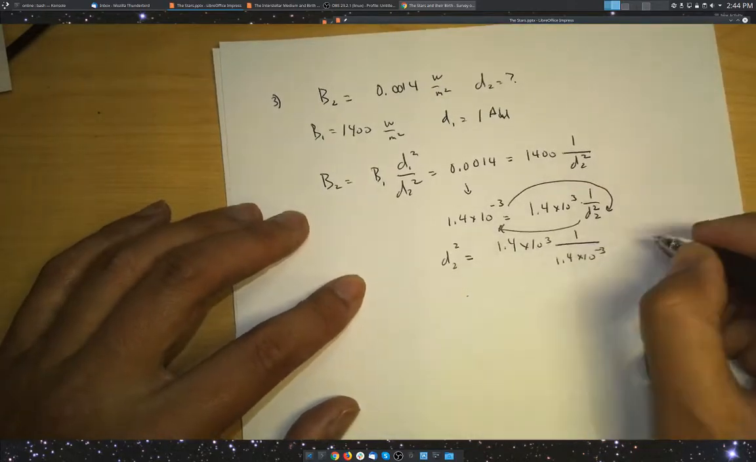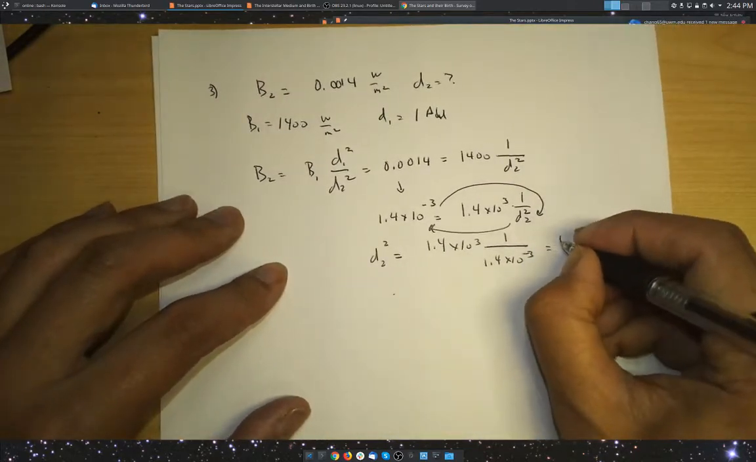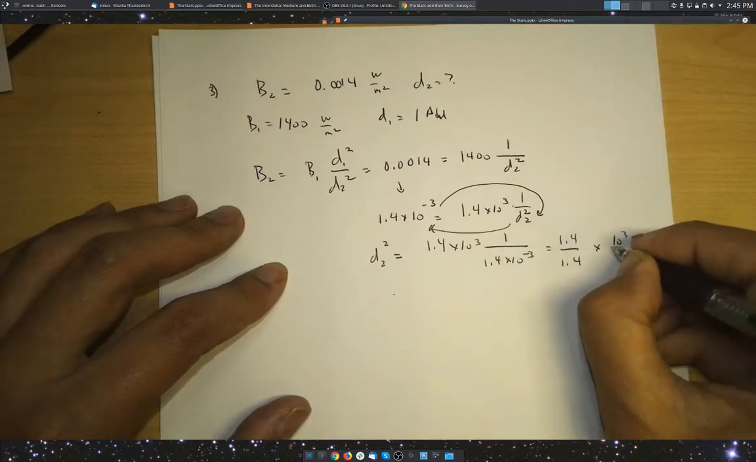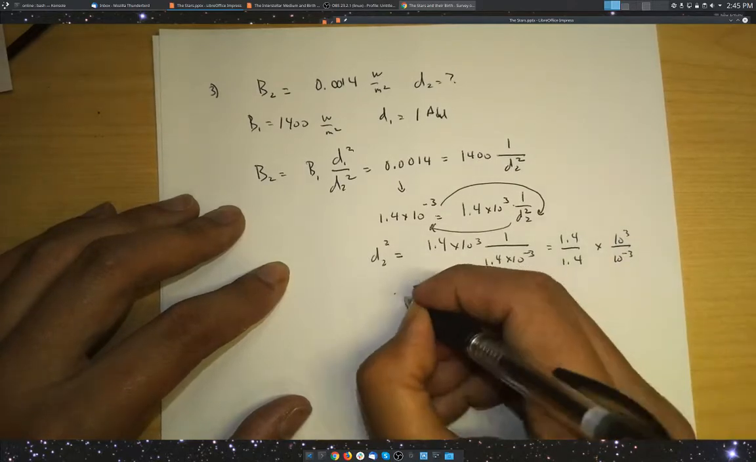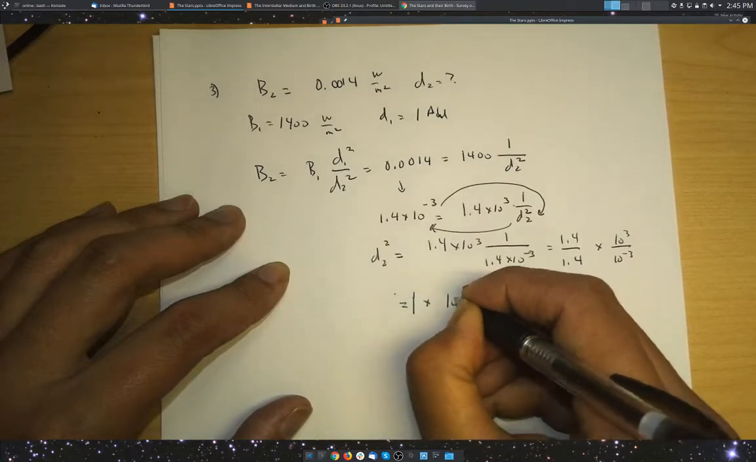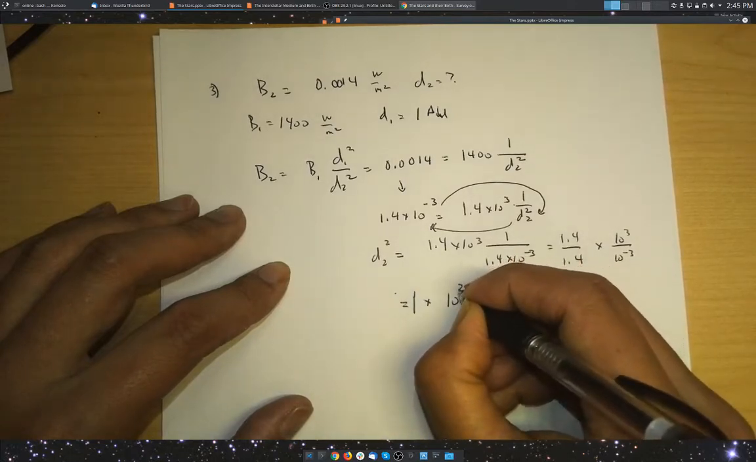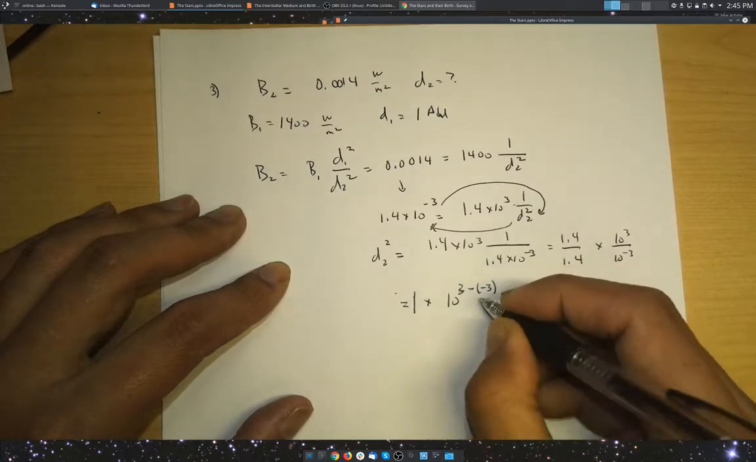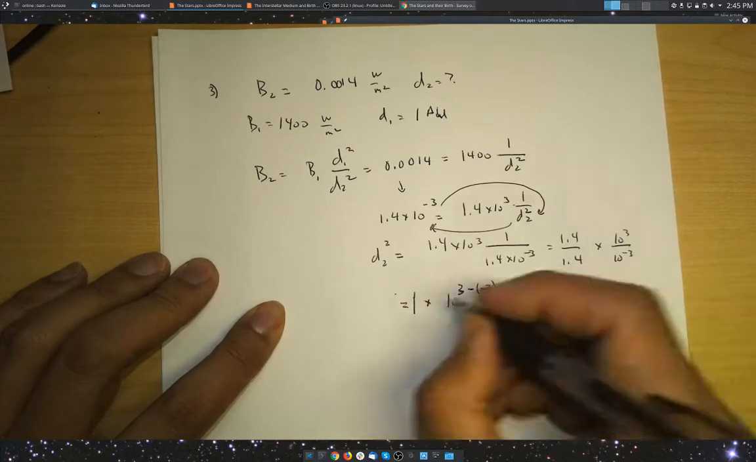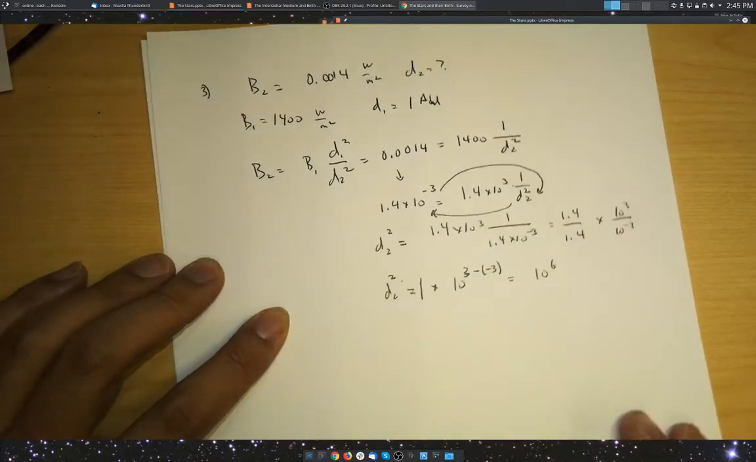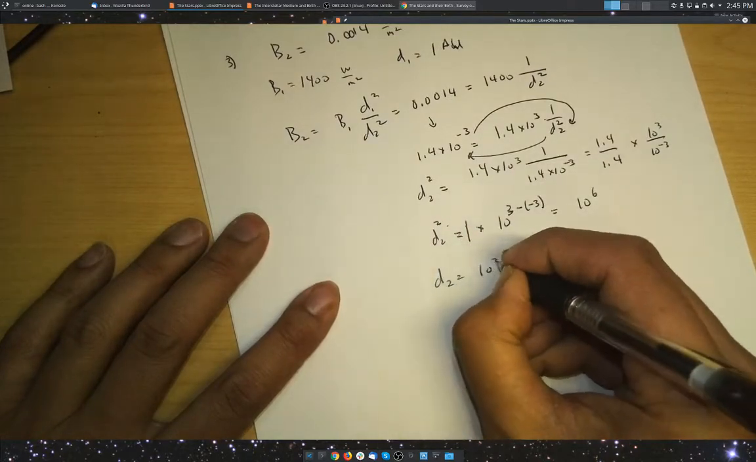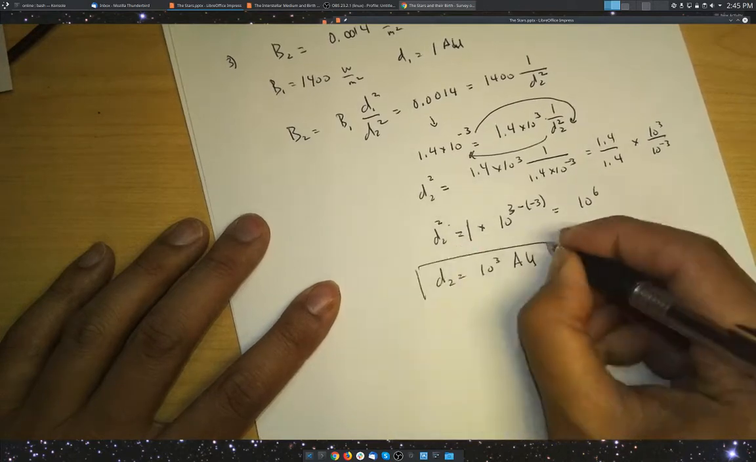So this is going to be equal to 1.4 over 1.4, thankfully, times 10 to the 3 divided by 10 to the minus 3. So this is going to be basically 1 times 10 to the 3 minus a minus 3. Minus a minus 3 is plus 3. So this is basically 10 to the 6 is d2 squared, right? So you take the square root of that, 3 AU. And that's our final answer.